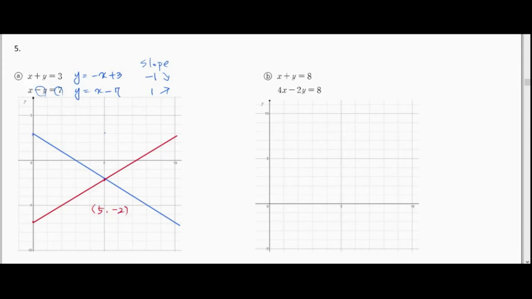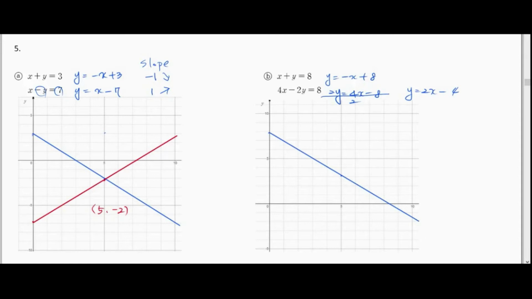And now let's go for B. Again, change it to y equals form, so y equals -x plus 8. Right here, 2y equals 4x minus 8. Dividing both sides by the coefficient of y, it will be y equals 2x minus 4. Now again, let's try. Going to the top first, positive 8 right here, and slope -1, so 5 to the right and 5 down. Connecting these two, this will be the graph for the first one, and now the second one.